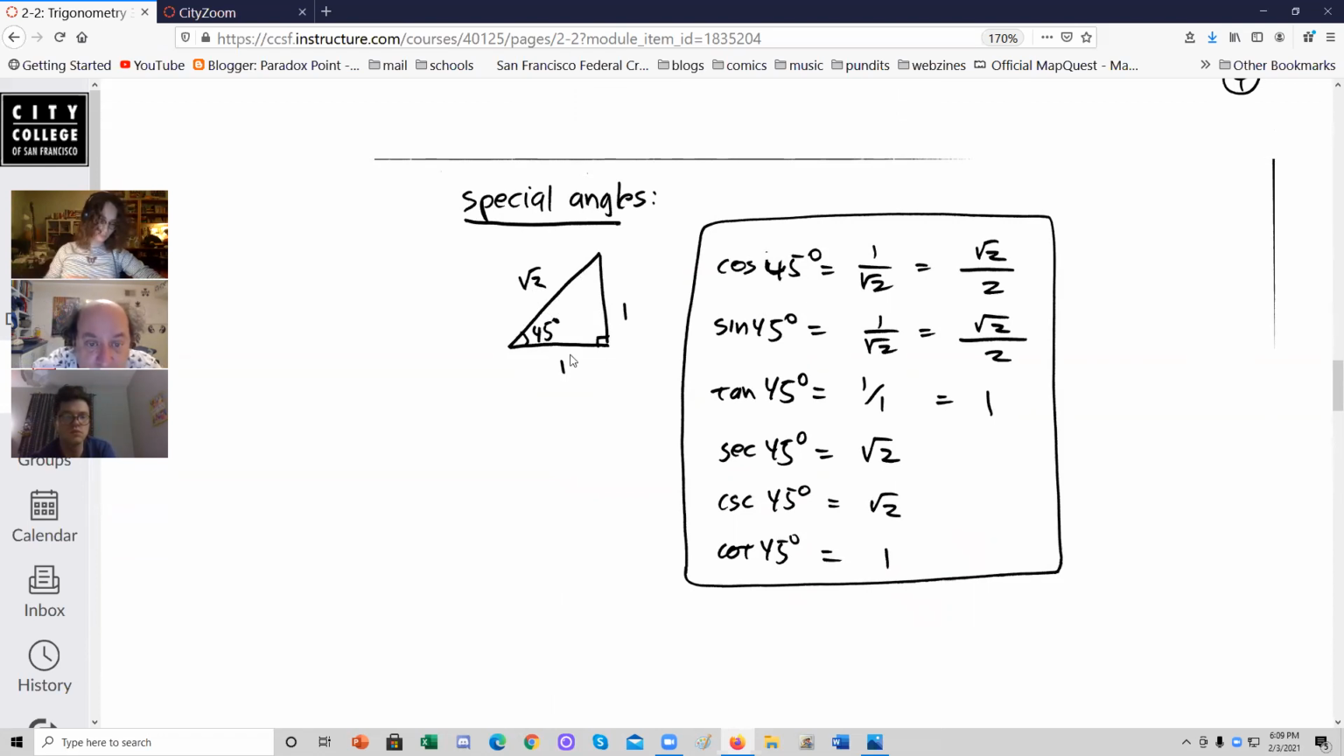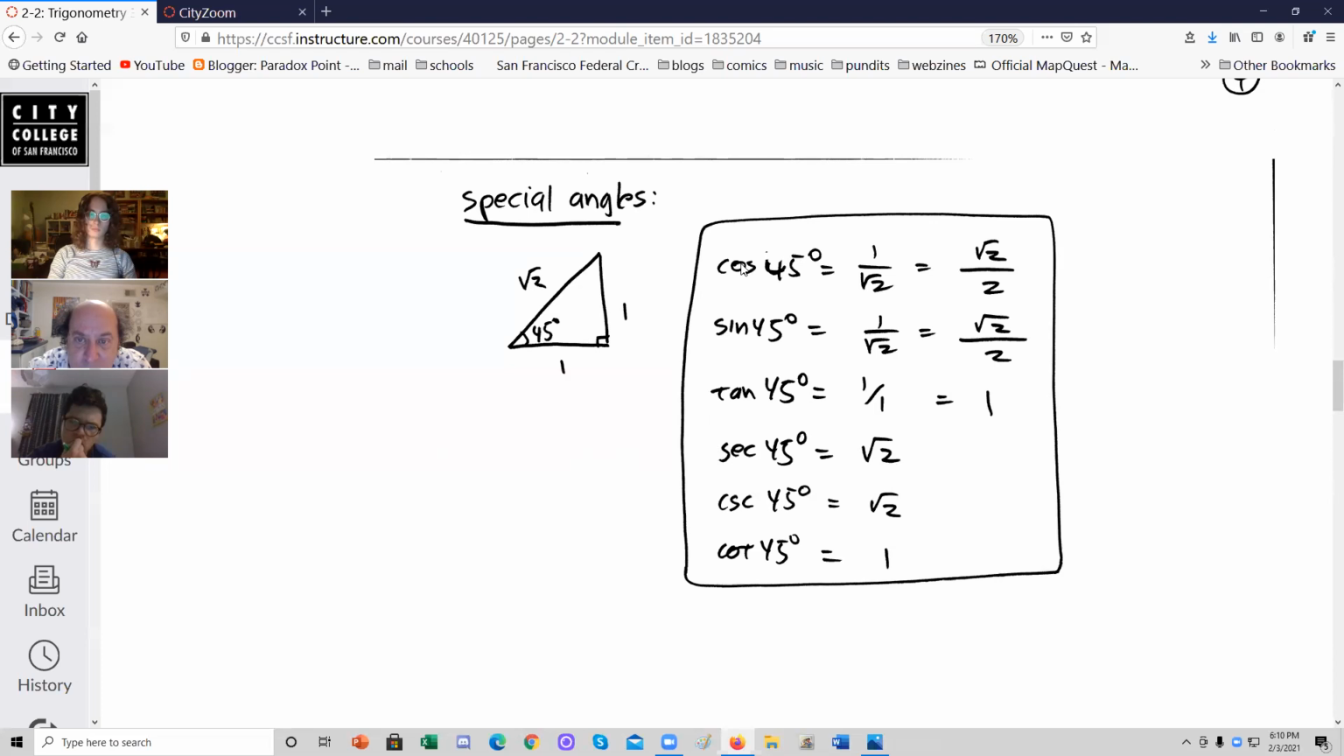Cosine 45 is adjacent over hypotenuse, 1 over √2, which can rescale as √2 over 2. Sine of 45 is opposite over hypotenuse, 1 over √2, and this we can rationalize to √2 divided by 2. Tangent 45 is opposite over adjacent. So that's 1 over 1, which is 1. And generally, when you get to the tangent, the other 3 you just take reciprocals.